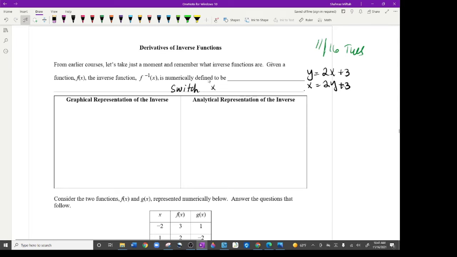Okay, so regular inverse function. I'm not even talking about derivative, I'm just talking about inverse function. So you switch x and y's. This is what the regular inverse should be.